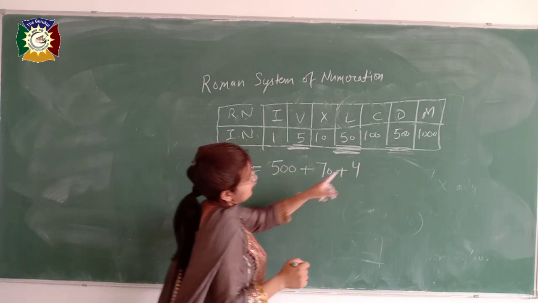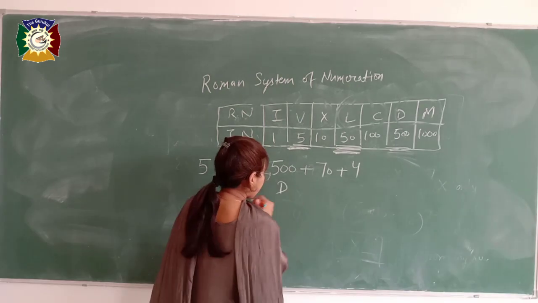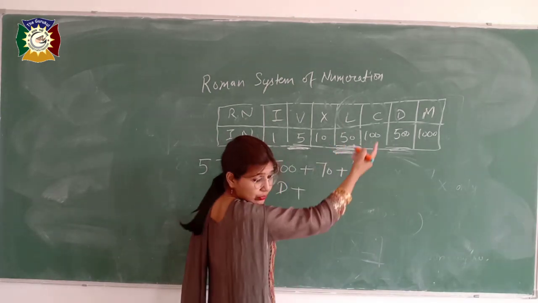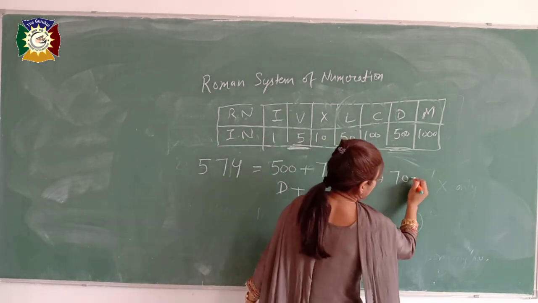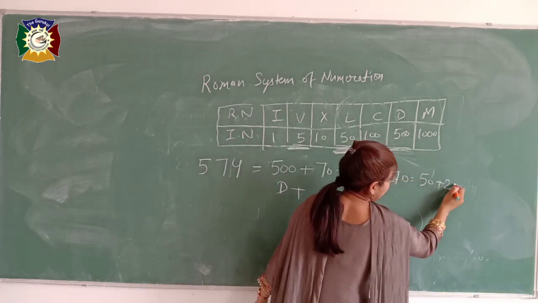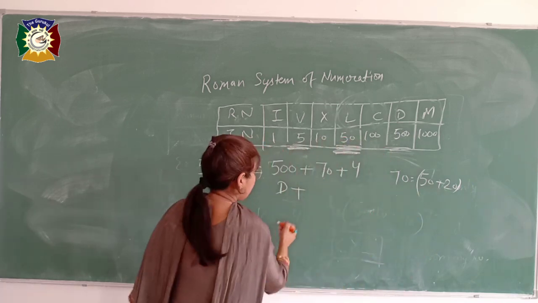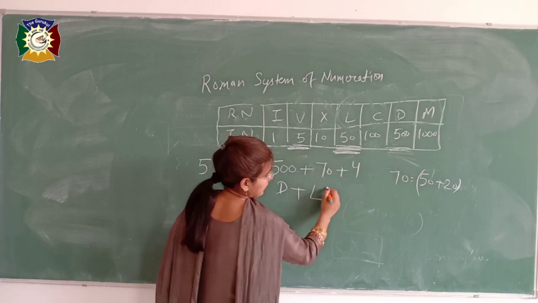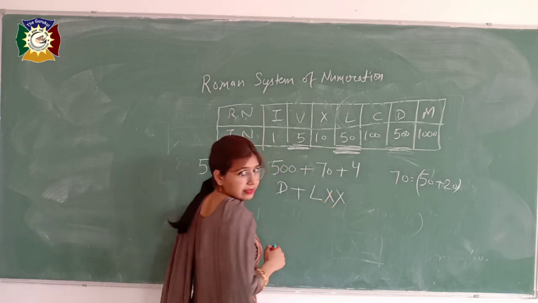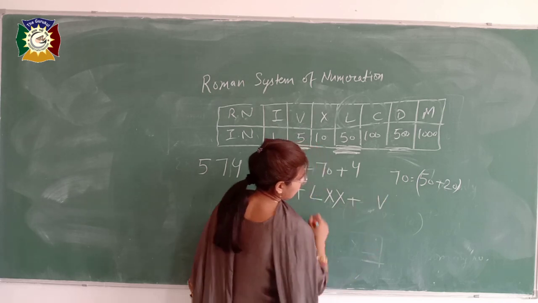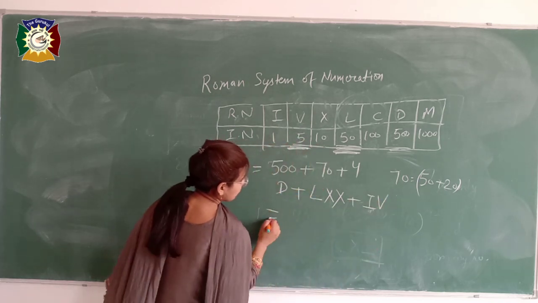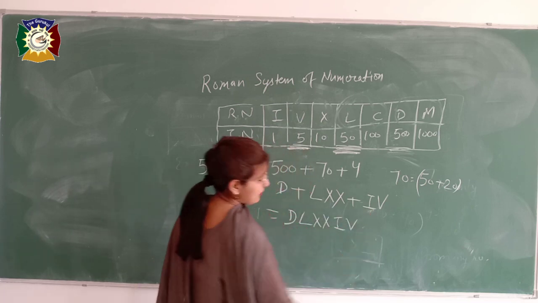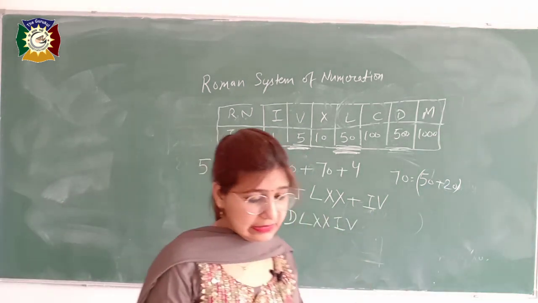We have the symbol for 500, that is D. For 70, we can write 50 plus 20. So here it will become L for 50, and if I write X here it is 60, and another X makes 70. Understand? And this is for 5, and this becomes 4. So your symbol will become D, L, X, X, V, I, V. See children, it is really very easy to do.